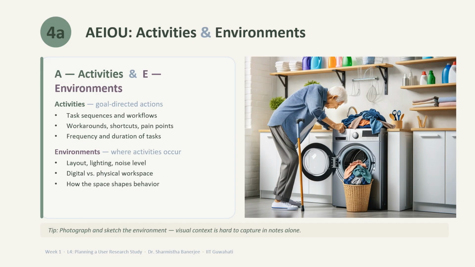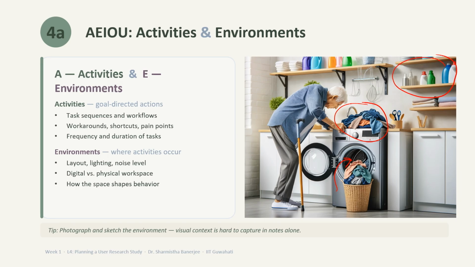So the first two things of AEIOU are activities and environment. Activities are goal directed action. So it can be task sequences or workflows, the workarounds and shortcuts or pain points, and the frequency and duration of task. So if you look at this particular image over here, in order to start this washing machine, this particular person has to load all these clothes inside the washing machine. This person has the option to use a basket to do that, or might also put all the clothes load on top of the washing machine and then slowly put these clothes inside. He might have to also use certain kind of detergents and conditioners and so on.